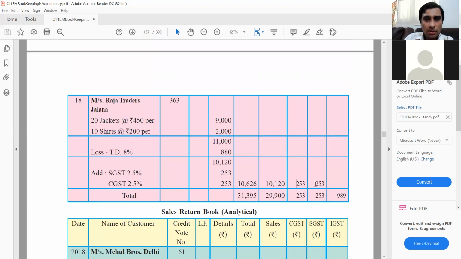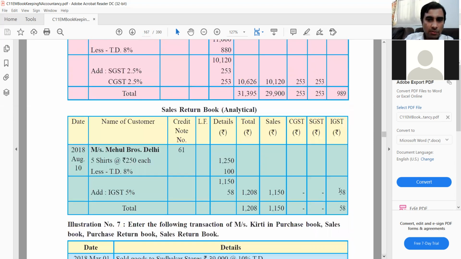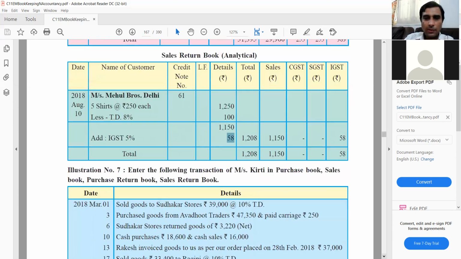Okay, so this 253, 99% will be recorded in these two columns. Sales return, IGST, it will go in because that was Delhi. Okay, not the same state. So you have Mehul Brothers, 5 shirts 250, 1250 trade discount. So 1150 and 58. So that's the second solved example.